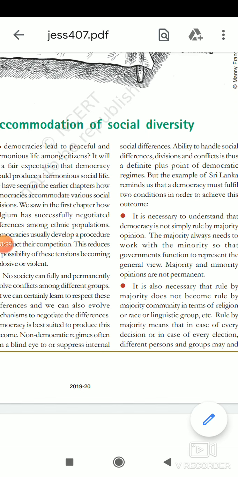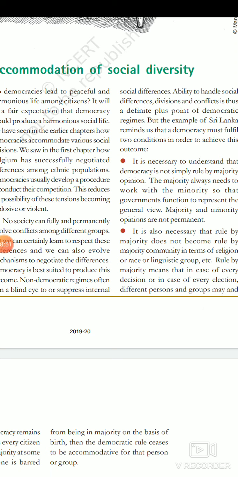Second, it is also necessary that rule by majority does not become rule by the majority community in terms of religion or race or linguistic group. Rule by majority means that in case of every decision or every election, different persons and groups may and can form a majority. So the majority cannot always be the majority; it may be in minority. So whenever policies are framed by the majority, the interest of the minority should always be kept in mind. Democracy remains democracy only as long as every citizen has a chance of being in the majority.